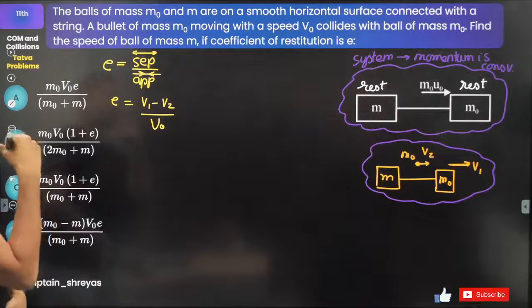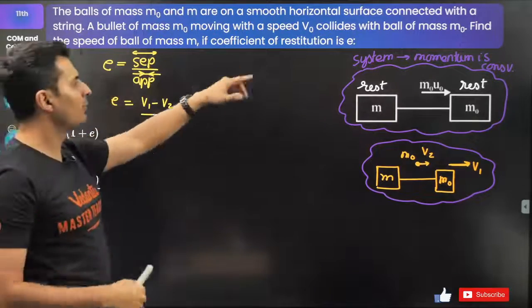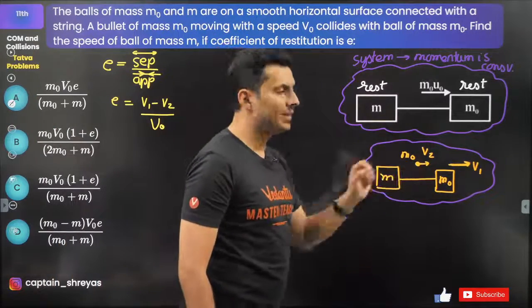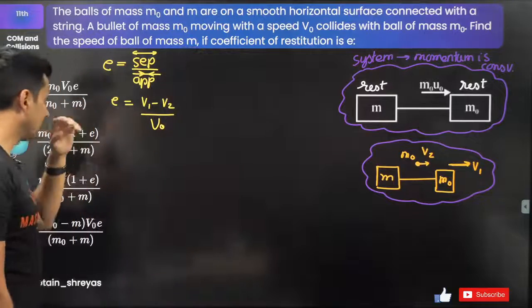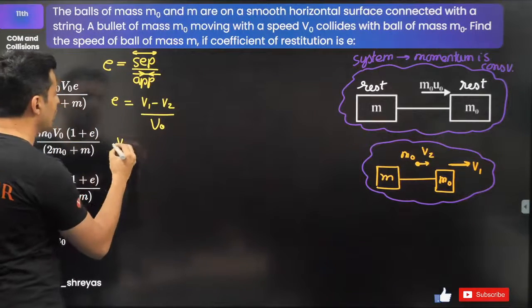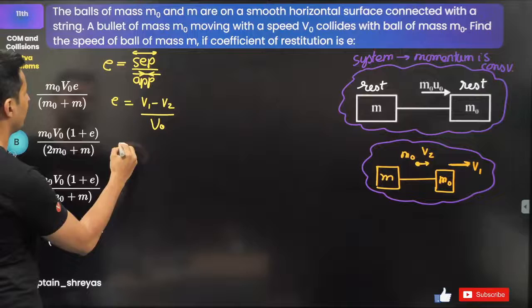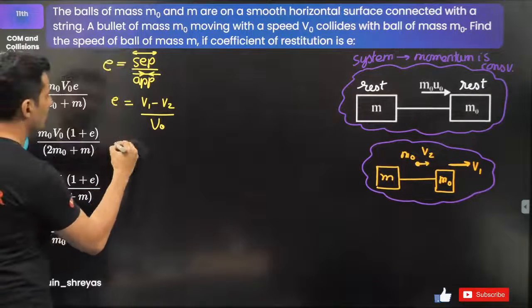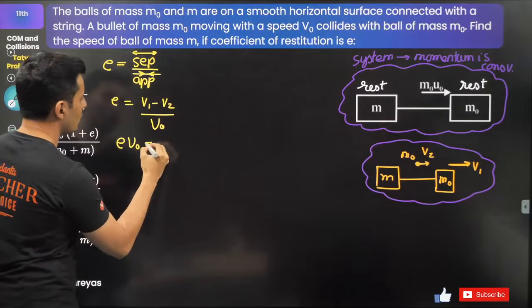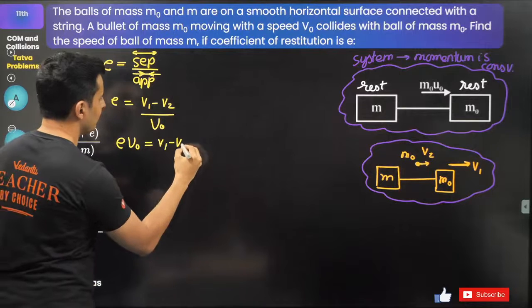I think we have to find the speed of the block of mass m. That means we have to find v1. We have to find v1. So let's just eliminate v2 from here. So for that, what I'm going to do, bring this on the top. So it will become e times v0 or u0 is equal to v1 minus v2.